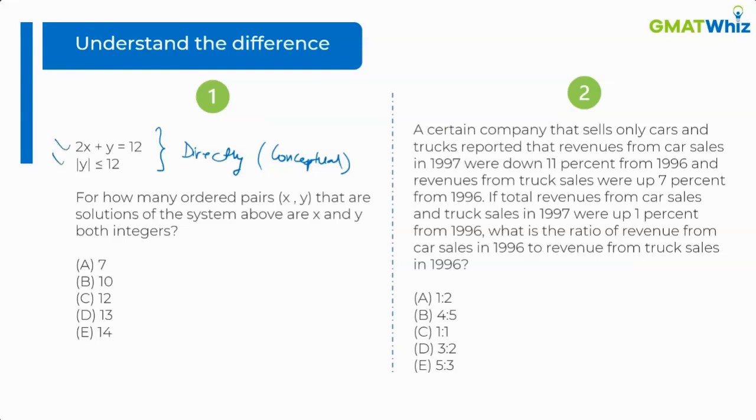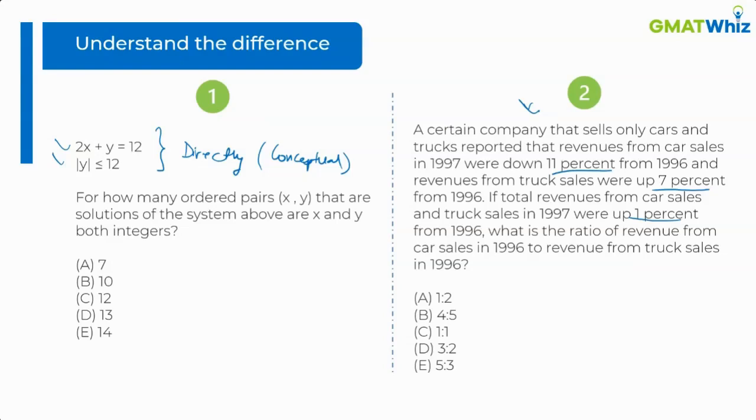Now on the other hand, question number two that you can see on the right hand side, again, an official question. Notice it's a word problem question, just numbers. They've just mentioned some numbers, 11%, 7%, 1%, right? But there's no equation given as such. There might be some relationship given in it, but no equation as such. And in such questions, you need to actually set up the equation on your own.